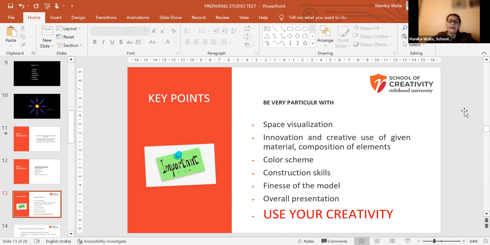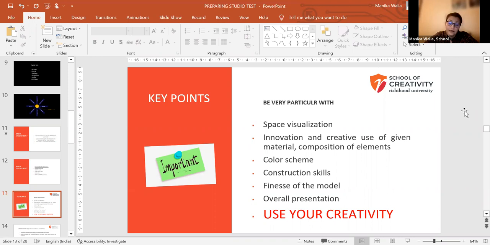Think about it. Think hard and then talk about it. Okay. Then how you will finish the model, finishing, give some time, do your time management. Don't only restrict yourself towards making. Finishing and presentation will also be very, very important.